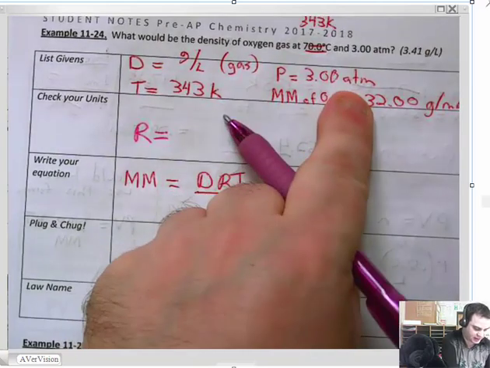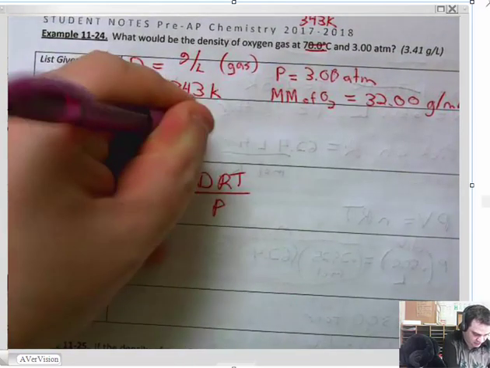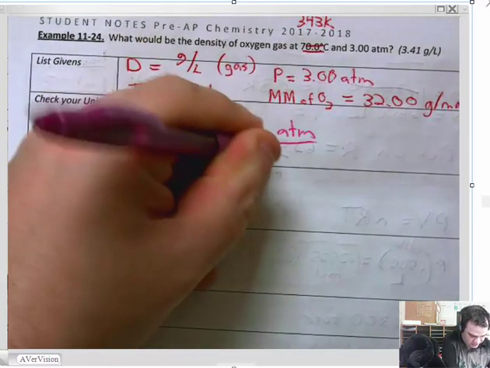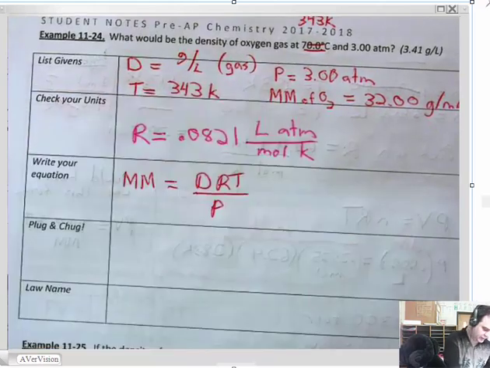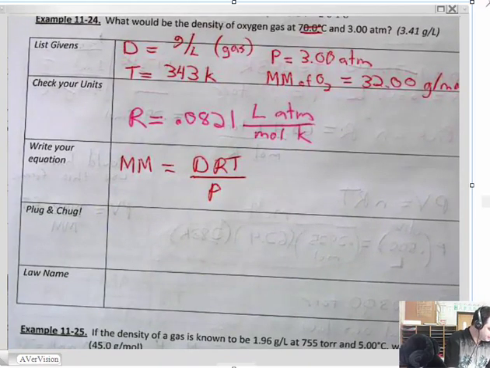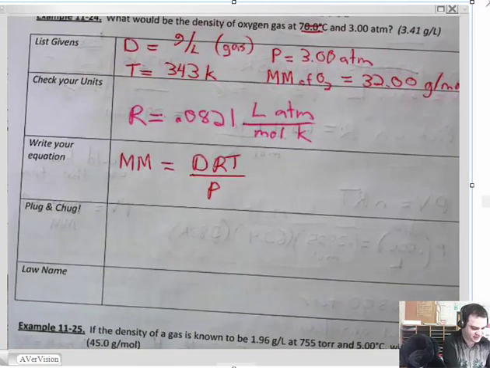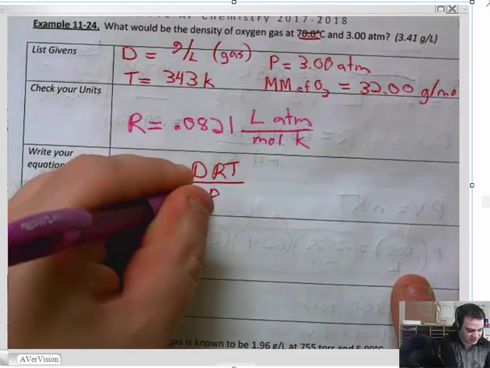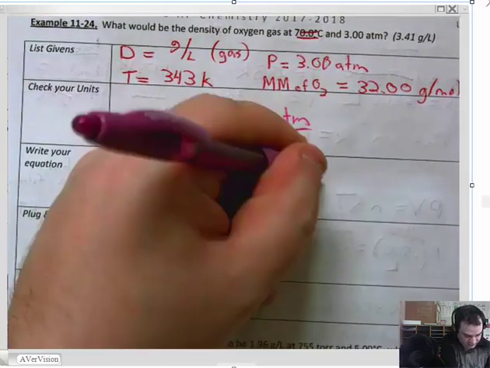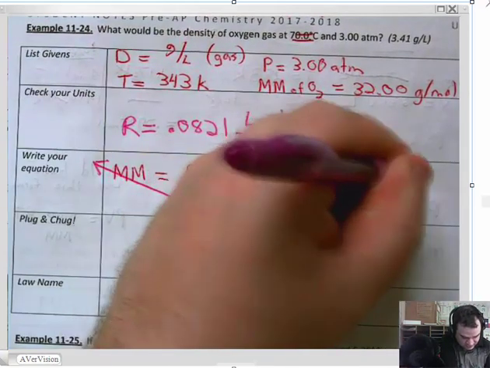Here the pressure is in atmospheres, so I'm going to use 0.0821 liters atmospheres per mole Kelvin. I could do the algebra first. Sure, let's do the algebra first this time. We have P on the bottom here, so we multiply by P so it moves over there. So now we have molar mass times P equals dRT.